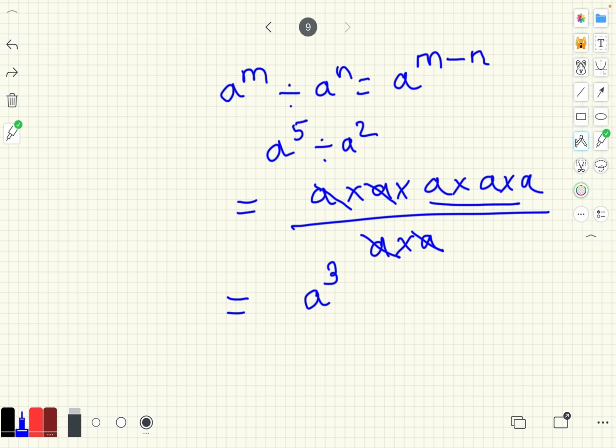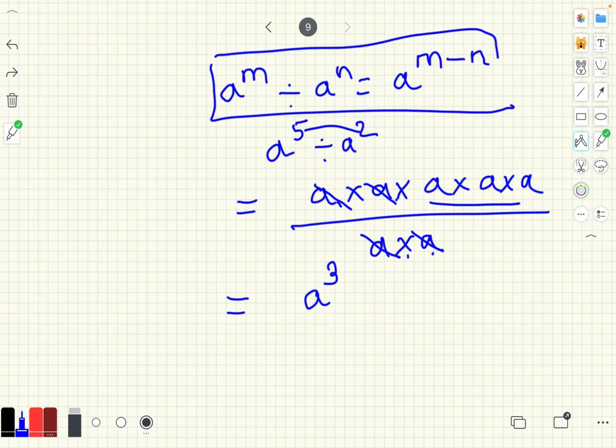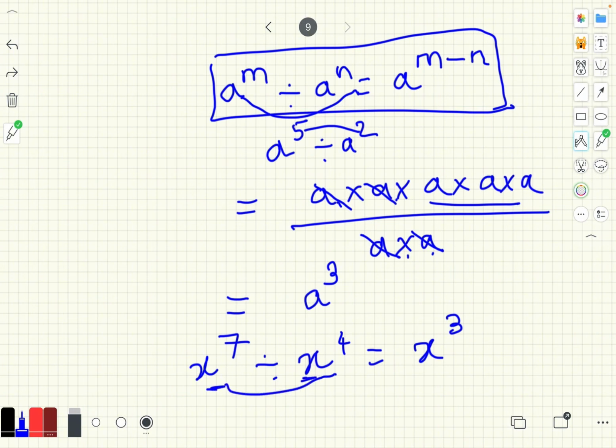So division means, when the bases are identical, you can simply subtract the powers rather than writing everything. So the law says the same: when the base is identical, we can subtract the powers. So division means we subtract the powers. See the example, x to the 7 divided by x to the 4. You can write x to the 7 minus 4, which is x to the 3. It's only possible when the bases are identical. Here the bases are identical, so you can simply write it. So this is the second law.